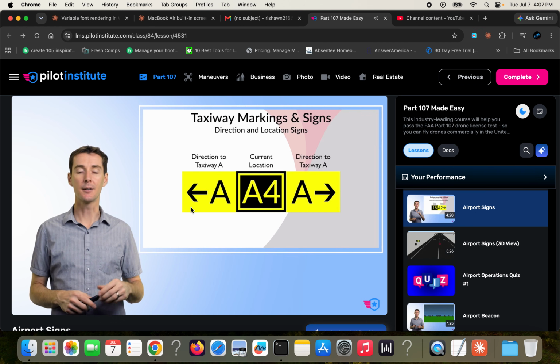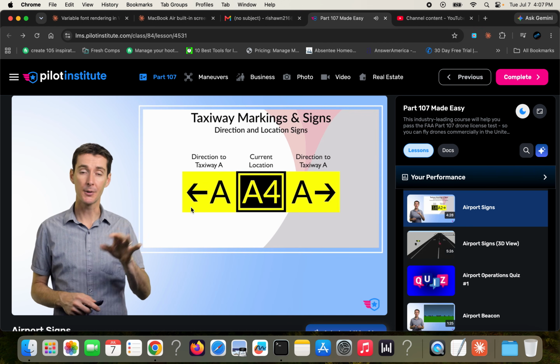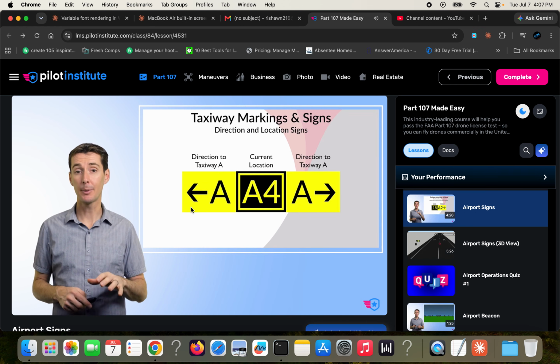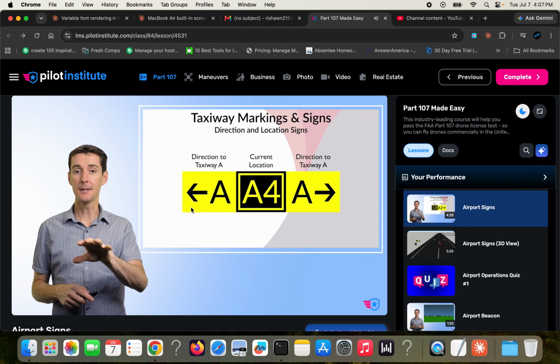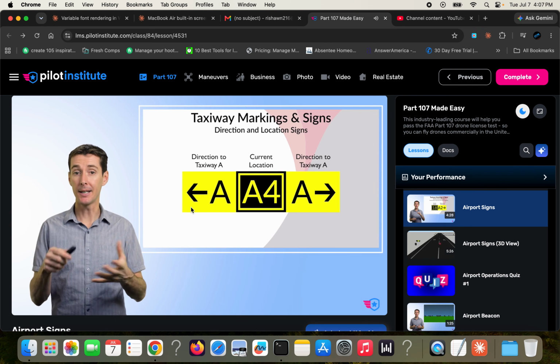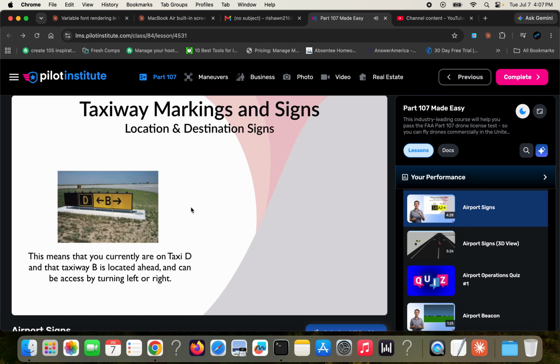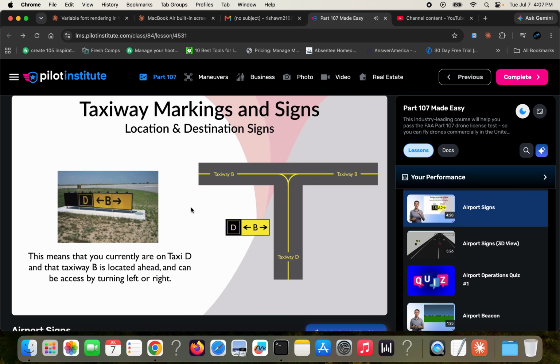I'm going to show you in a second on a 3D airport, the same one that I used for the traffic pattern, where these would be located and then what they would indicate based on where you are. Here's an example of what we just looked at. This means that right here, we are located on taxiway Delta and that taxiway Bravo is right at the end. So again, this is like a T intersection. That sign would be right here on the left side where it says Delta. I'm located on taxiway Delta. And then at the end of it, I have a T intersection and taxiway Bravo is right there.